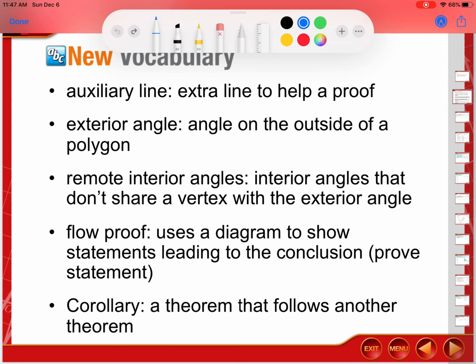So, first thing, an auxiliary line is an extra line that you add in to help prove something. This is often used with the exterior angle theorem, which is the most popular one. An exterior angle is an angle that lies outside of the polygon. We'll get into more of that today. It's easier with pictures, but essentially if we had this triangle and then we extended that line, this angle here would be our exterior angle.